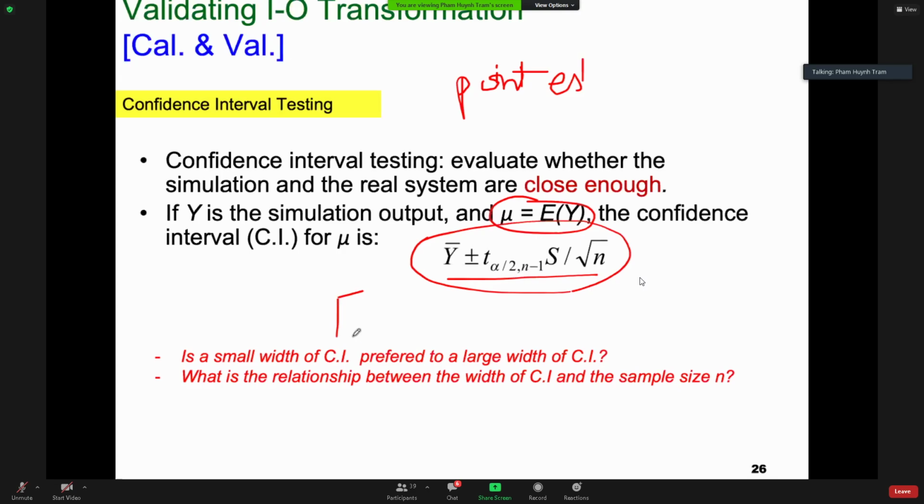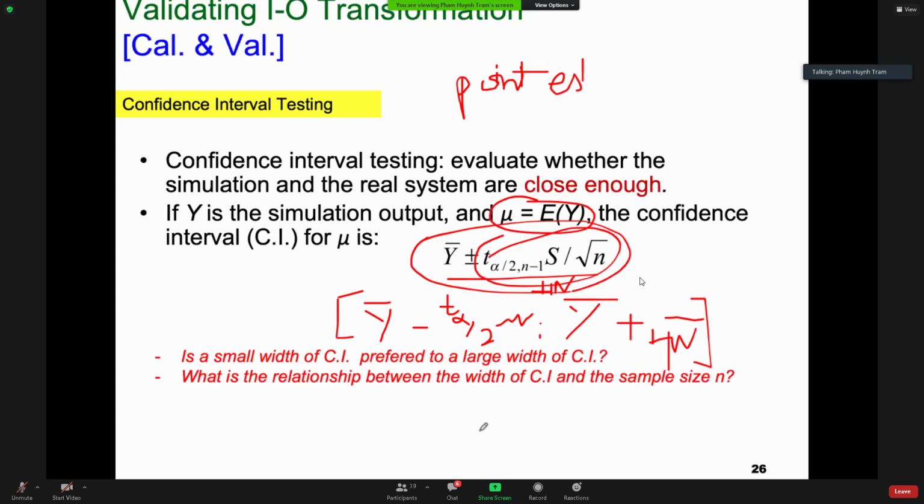So let's say we're looking at the waiting time. The waiting time would range from the average minus t alpha over 2 times this term. This we call the half width of the confidence interval. To the average plus this value, plus t alpha over 2, and so on. So this is the half width. You can imagine our confidence interval like this. This is our average when we use the point estimate, and this is the confidence interval.